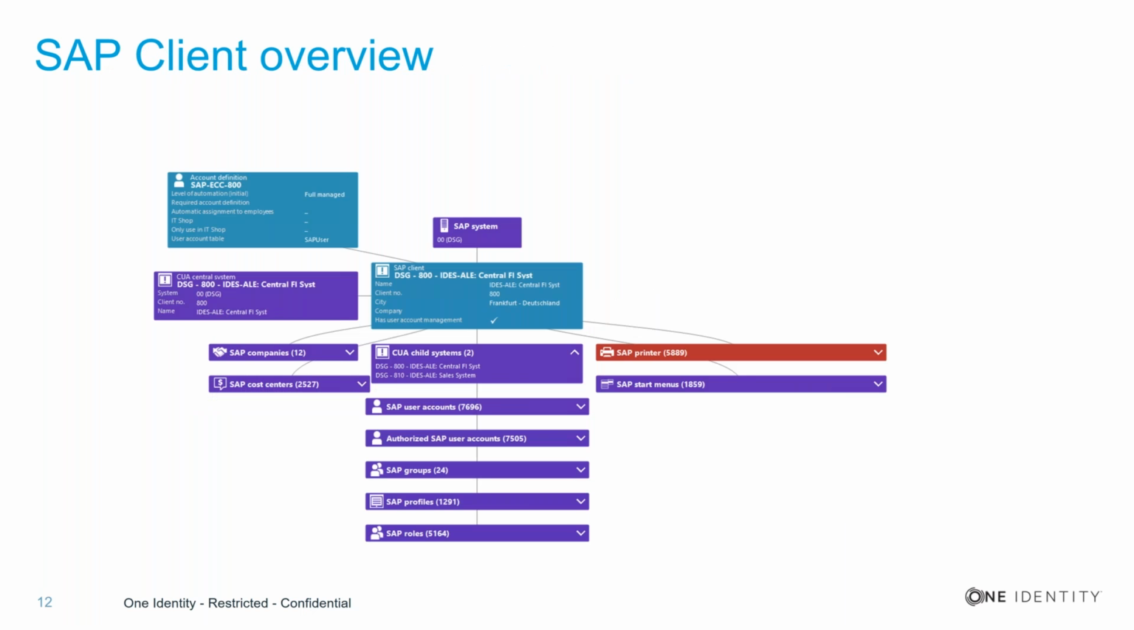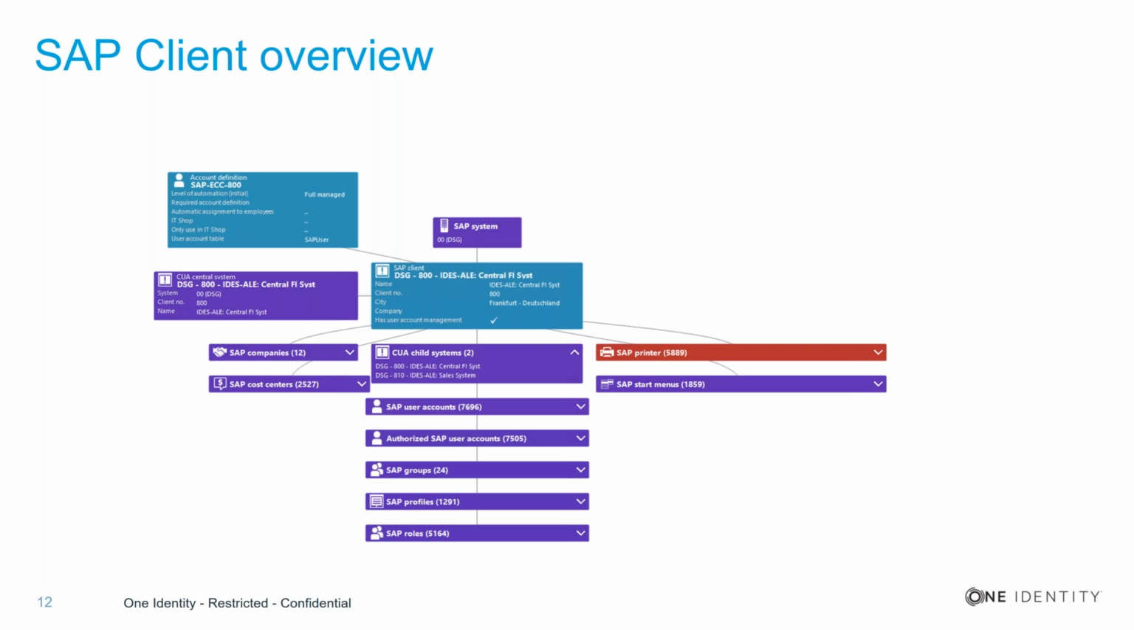So when we continue on clicking to the specific client that we have synchronized, we will see more detailed information about the client. So in this view, we see the SAP client in the center. And in our case, the synchronized client has the client ID 800. And we see that the client 800 is part of an SAP system called DSG, as we saw on the previous slide, and that this client is a CUA central system, currently managing 2 child systems, and which child systems these are.